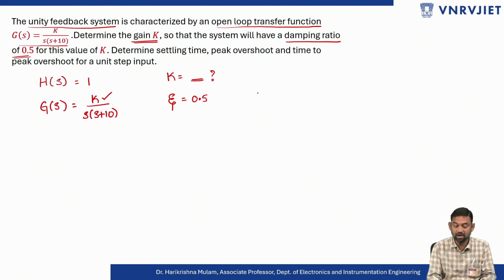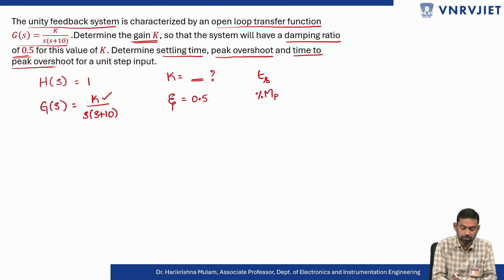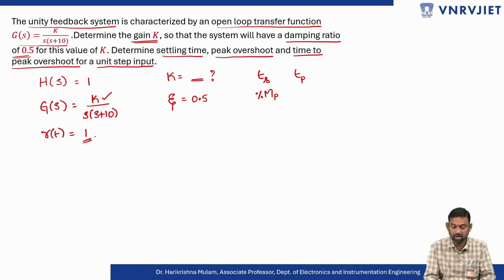After finding this K value, you should also find settling time, which is represented by Ts, peak overshoot, represented by percentage MP, and time to peak overshoot, which is represented by peak time. Okay, when the input is unit step input. Input is written as R of t. As it is unit step input, mathematically it is written as 1.